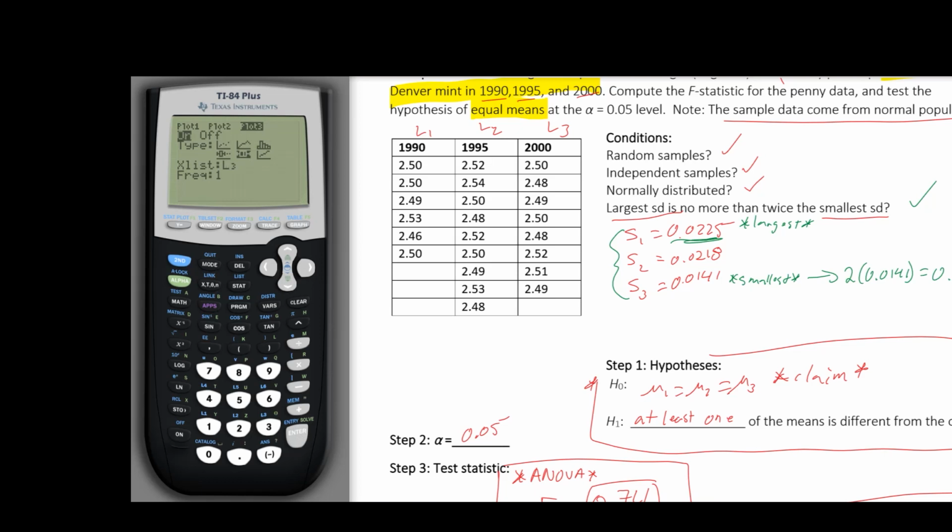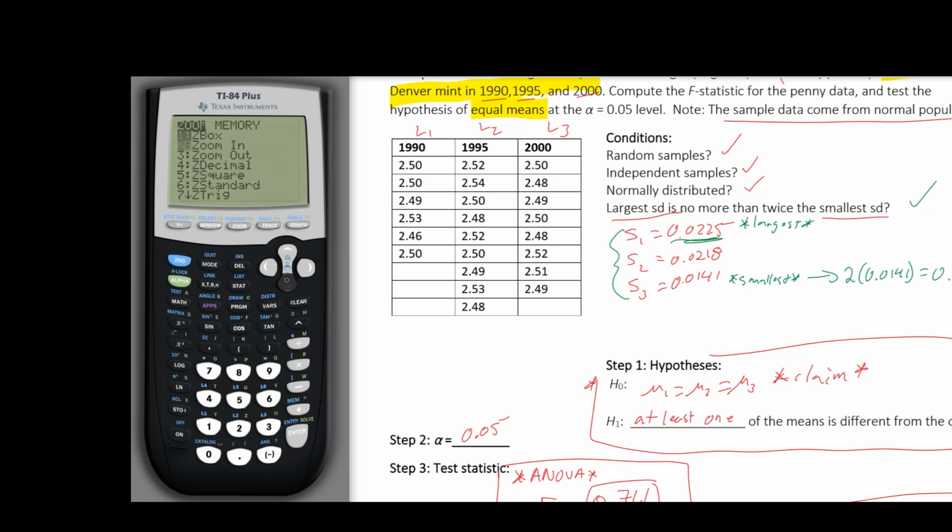Okay, now from here, you're going to want to completely quit out into the home screen, okay, before we go on. So second quit. And then from the home screen, go to zoom, which is that middle button in that top row of buttons.